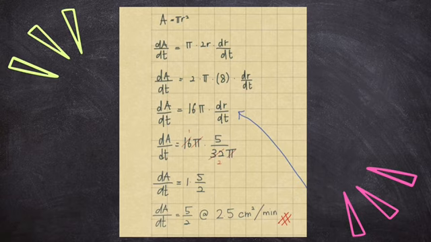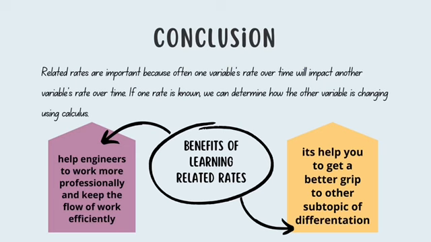Furthermore, we substitute the value of dr/dt into the dA/dt equation. So we have all the values to find the area of the base. Finally, we can solve the equation by using a scientific calculator. And the answer is 5/2 or 2.5 cm² per minute. So now we are ready to finish the conclusion.